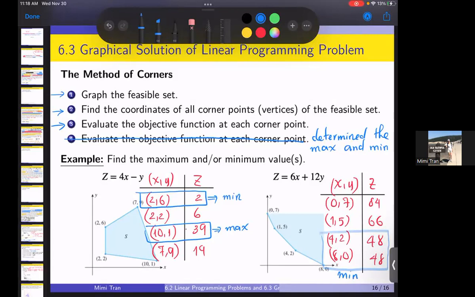Let me ask you again. What is my maximum? There isn't one. None of these are unbounded problems, right? No max, since it's unbounded.